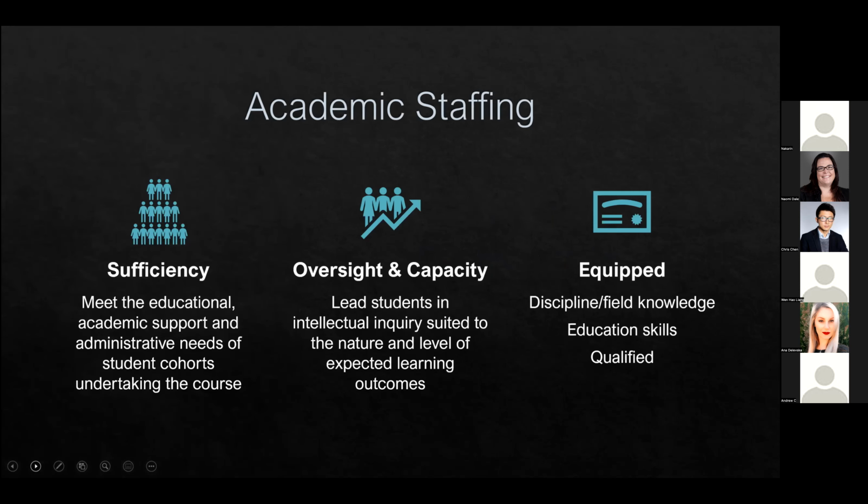So within staffing foundations, we come across these three different aspects. First is sufficiency, second is oversight and capacity, and third is the equipped. So what is sufficiency?